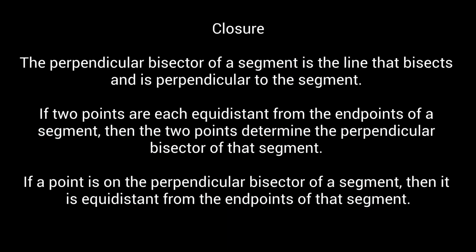In today's lesson, we learned the perpendicular bisector of a segment is the line that bisects and is perpendicular to the segment. And our two equidistant theorems are, if 2 points are each equidistant from the endpoints of a segment, then the 2 points determine the perpendicular bisector of that segment. And if a point is on the perpendicular bisector of a segment, then it is equidistant from the endpoints of that segment.